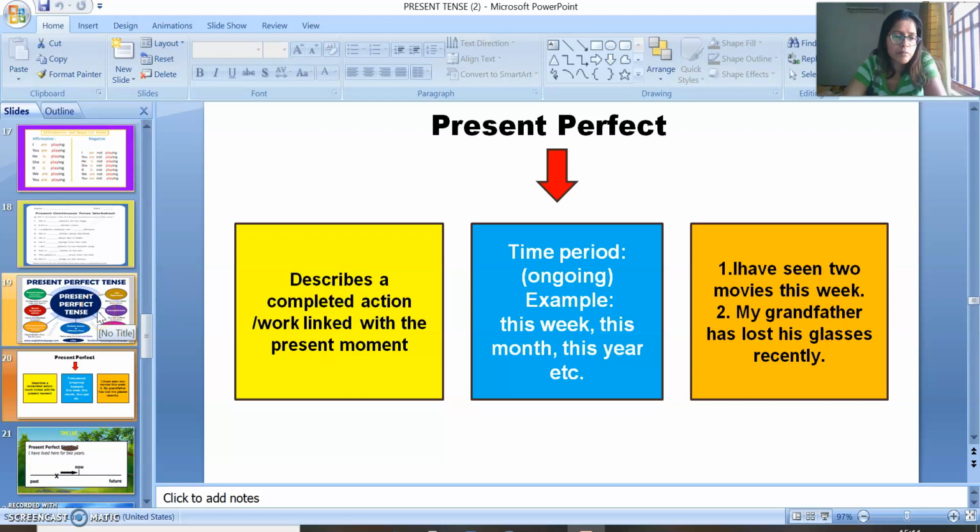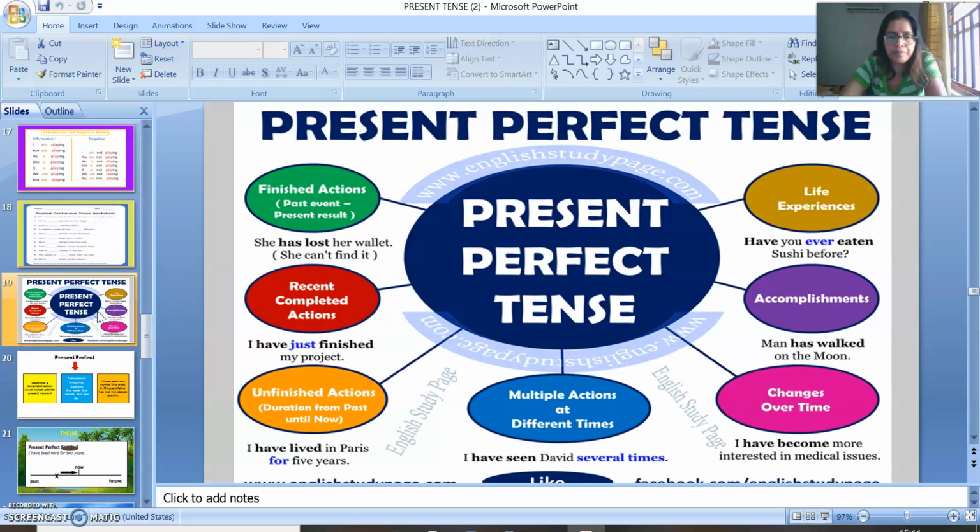So with the help of this web chart, it will become very much clear. Now present perfect tense is used to talk about finished action. Present perfect tense is used to talk about recently completed action. Apart from all these, you can also use present perfect tense to talk about your life experiences, your achievements or accomplishments, or changes over time, and also it can be used to talk about multiple actions of different times, right?